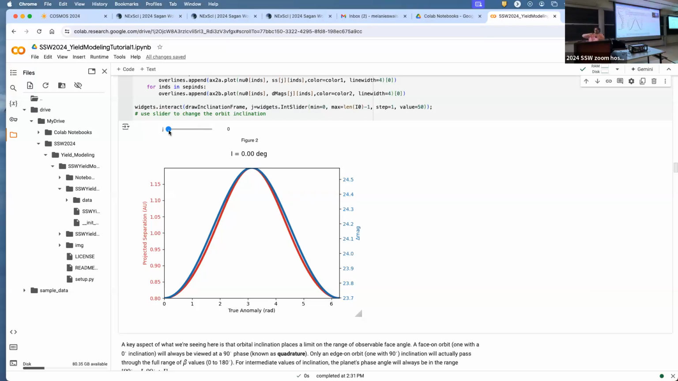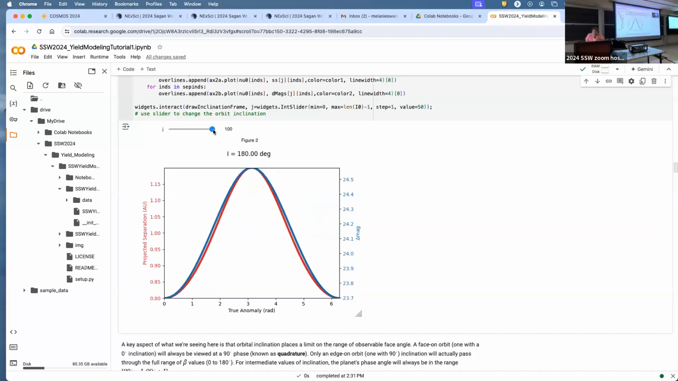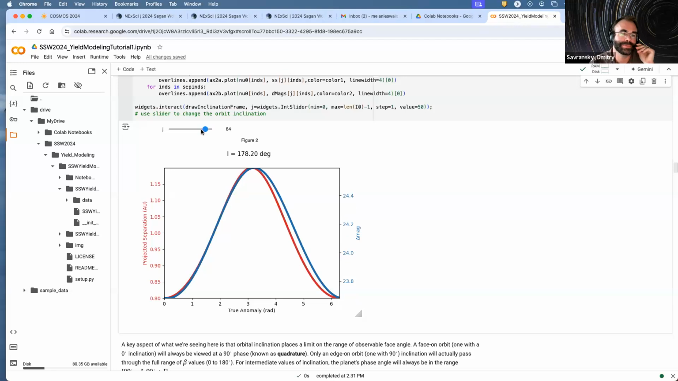So assuming that this is outside of our inner working angle and inside of our outer working angle, which we've cleverly engineered to be so in this example, then we can see the planet all the time and at all the magnitudes. We can go to the other extreme to be edge on. I don't think this updated. No, edge on is in the middle. It goes from 0 to 180. So edge on is right in the middle. Thank you.